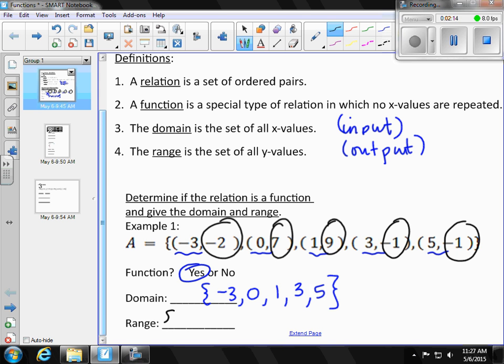The smallest number we have is -2. And then -1. It's repeated. You only write it once, and it's okay to repeat the y values, just not the x values. We have 7 and 9, and that set makes up our range. I'm going to look at a couple more examples.